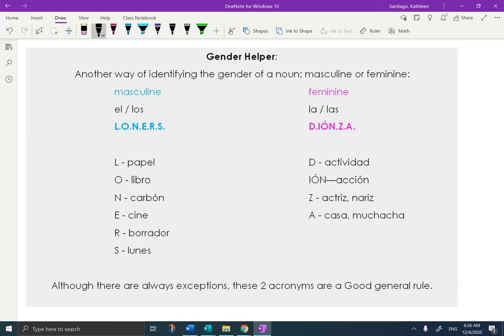For feminine, choosing la or las, the acronym is DIONZA, D-I-O-N-Z or A. Examples. If the word ends in one of those letters, it's going to be feminine. D, actividad. ION, acción. Z, actriz, nariz. A, casa, muchacha. Those would be feminine. La actividad, la acción, la actriz, la nariz, la casa, la muchacha. Then down here at the bottom, although there are always exceptions to the rules, these two acronyms are a good general rule.